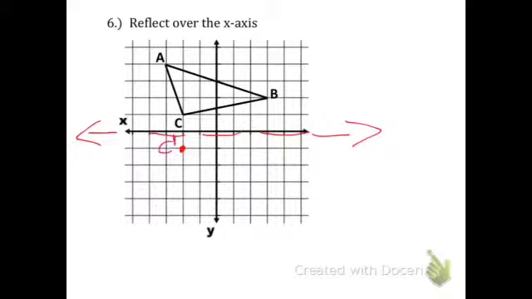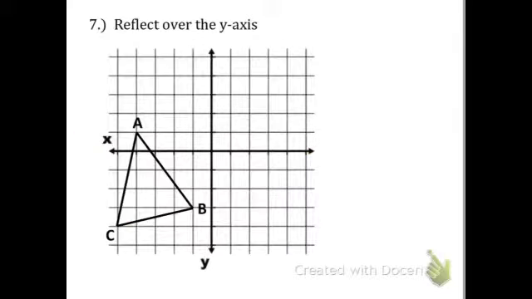There's C prime. A is currently 4 above, so I need to go 4 below my line, and that's going to put it right there. B is 2 above, so I need to go 2 below to get my new spot for B. B prime's there. Once you have it, connect it up, and you're all ready to go.